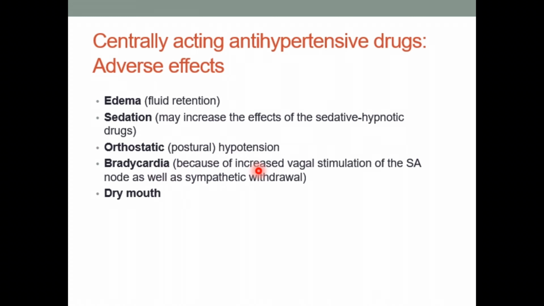Bradycardia, because of the parasympathetic activation. There's sympathetic inhibition, but there's parasympathetic activation, and through the vagus nerve it slows down the heart, and so that can lead to bradycardia. And dry mouth, which is a known side effect of clonidine or methyldopa. So it has something to do with alpha adrenergic activity.